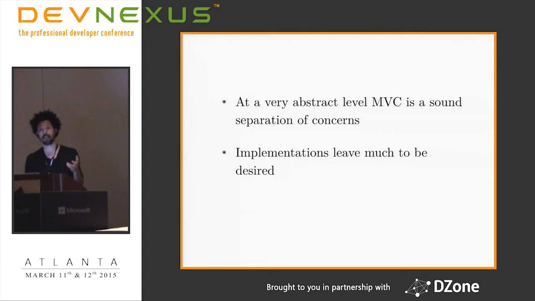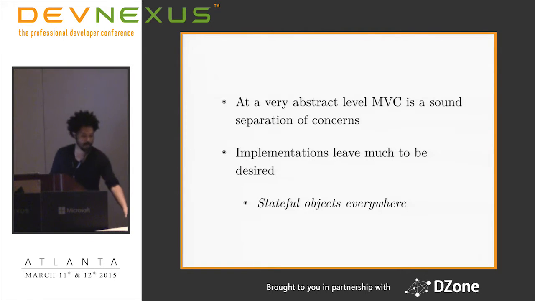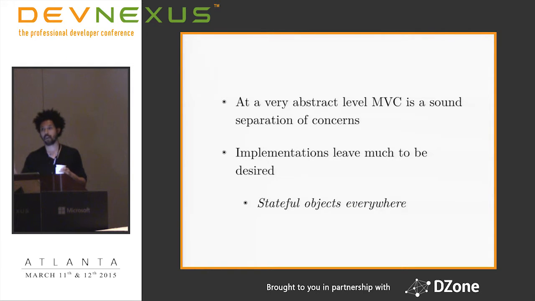But I would argue that even though MVC as a conceptual thing makes a whole lot of sense, implementations leave a lot to be desired. Unfortunately, as awesome as Smalltalk is, one of the downsides of Smalltalk, for those of you that do a lot of concurrent programming in Java, is that objects are cool. They're very modular. We can easily map them to concepts we're familiar with. But if the object maintains its own state, a lot of bugs arise from this.